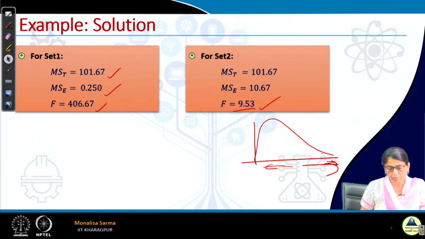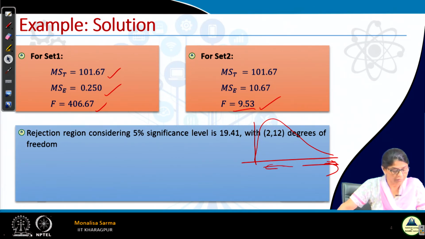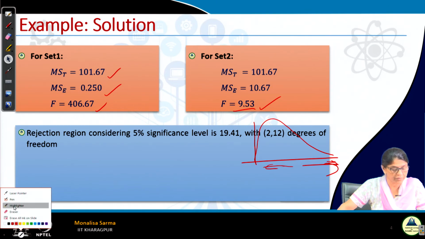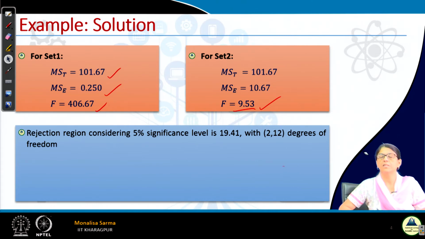So, here what is the rejection region if we consider a 5% significance level? At the 5% significance level, what are the degrees of freedom here? For MST, what is the degrees of freedom? The MST degrees of freedom is a minus 1, where the total number of levels is 3.